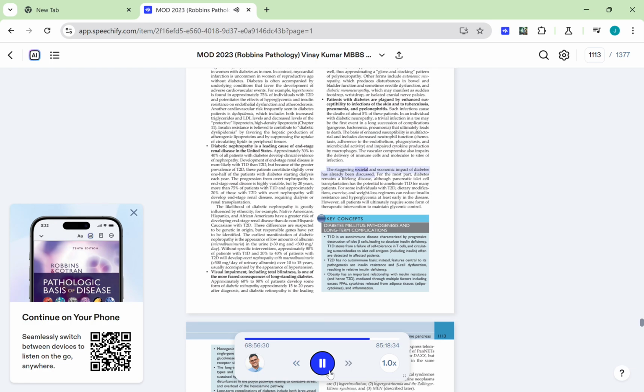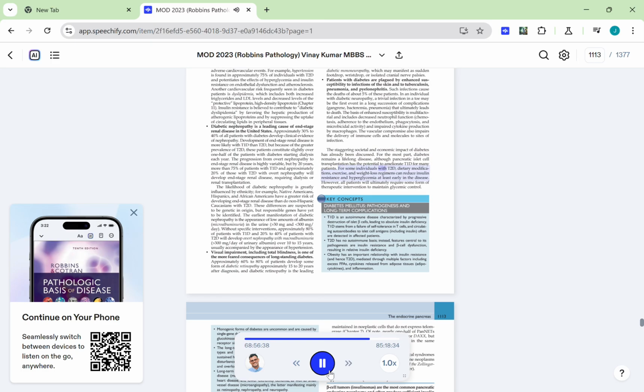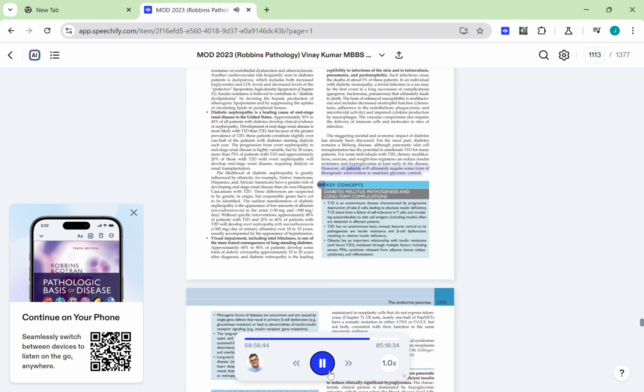The staggering societal and economic impact of diabetes has already been discussed. For the most part, diabetes remains a lifelong disease, although pancreatic islet cell transplantation has the potential to ameliorate T1D for many patients. For some individuals with T2D, dietary modifications, exercise, and weight loss regimens can reduce insulin resistance and hyperglycemia at least early in the disease. However, all patients will ultimately require some form of therapeutic intervention to maintain glycemic control.